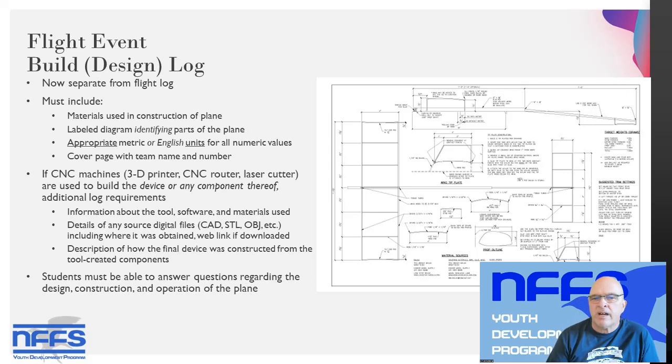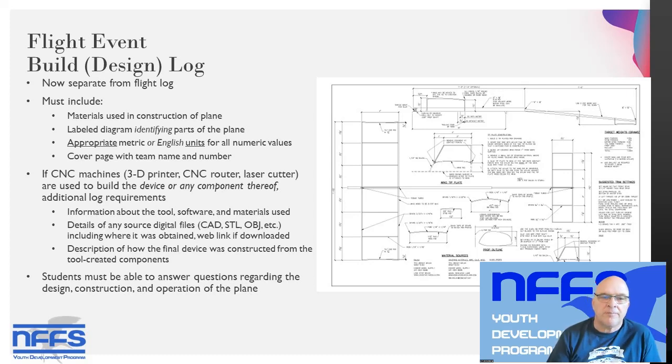This could be the drawing sent with a kit, or we simply photographed our plane and then electronically added labels to each of the parts, and that was acceptable. And the design log also needs to include a cover page with the team name and the team number. This will change for your different competitions, state, regional, whatever. This is an area that was left off by a lot of people last year, and it cost them an incomplete on the log.